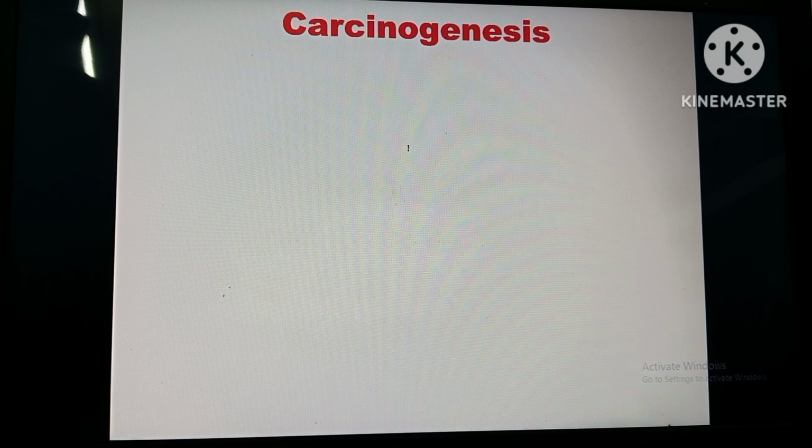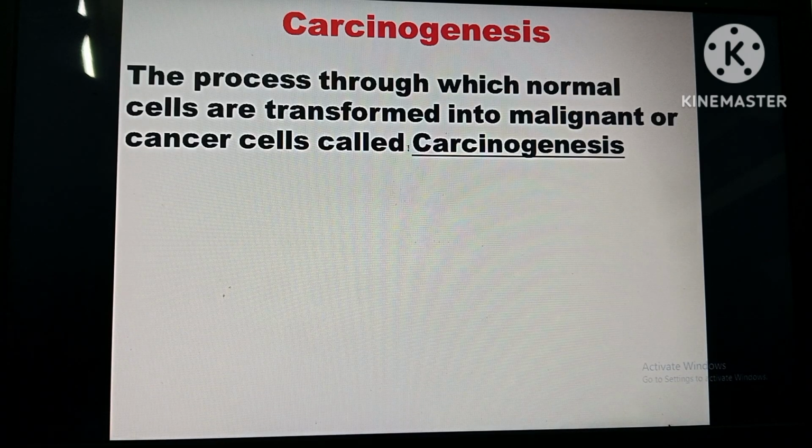Today we will discuss what carcinogenesis is. Carcinogenesis means transformation of normal cells into cancer cells. Normal cells do not suddenly turn into cancer cells; there are several stages. After one stage to another, finally it will become a cancer cell. So let me see what those stages are.